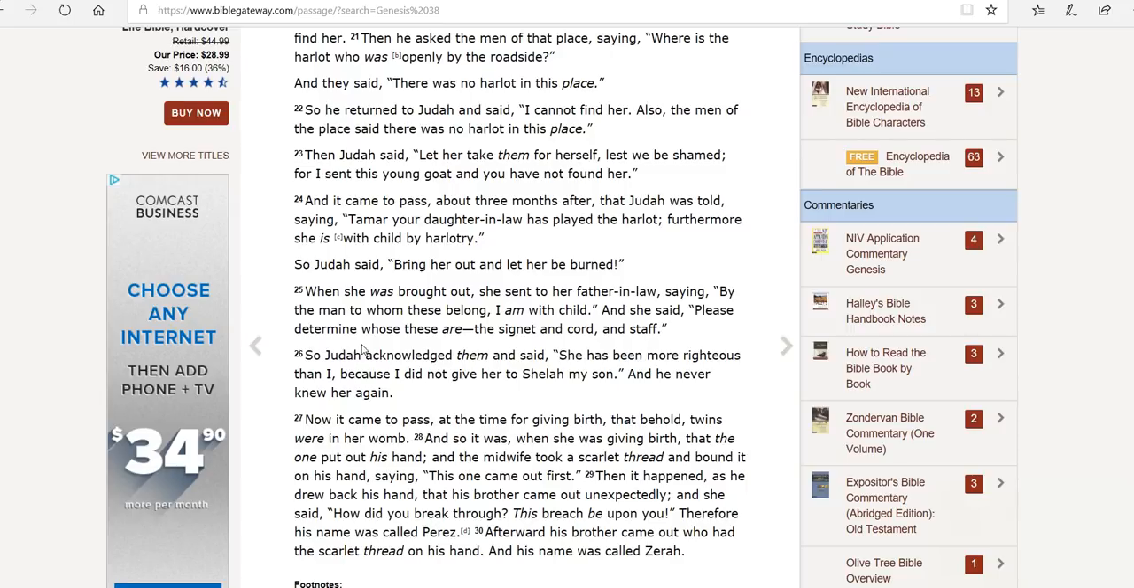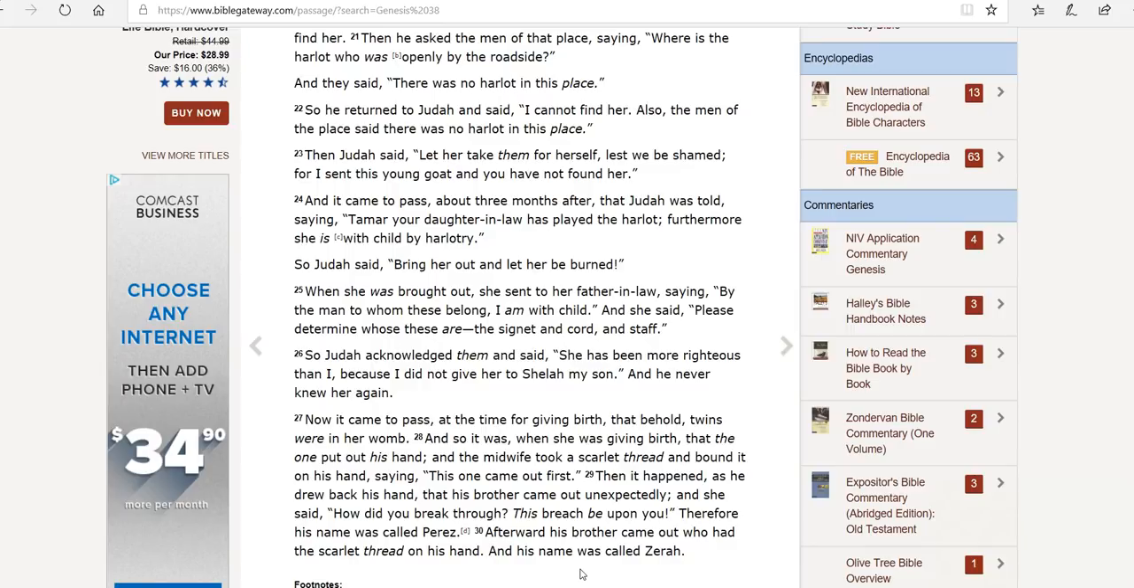and so now it came to pass at the time for giving birth, that the one put out his hand, and the midwife took a scarlet thread and bound it on his hand. So she was carrying twins, and one put out his hand, and she bound the scarlet thread on his hand, saying, "This one came out first." Then it happened, as he drew back his hand, that his brother came out unexpectedly.